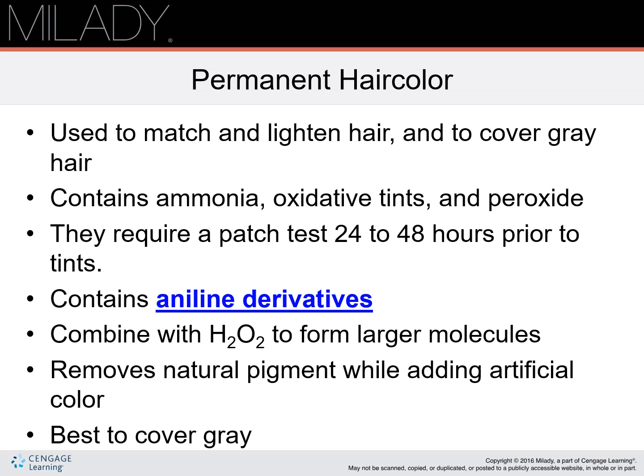So what is an aniline derivative? It is an uncolored dye, which is very small compounds that can be diffused into the hair shaft. These combined, the aniline derivatives cannot be shampooed out. Permanent tint molecules are trapped within the cortex and combine with water to form larger molecules.